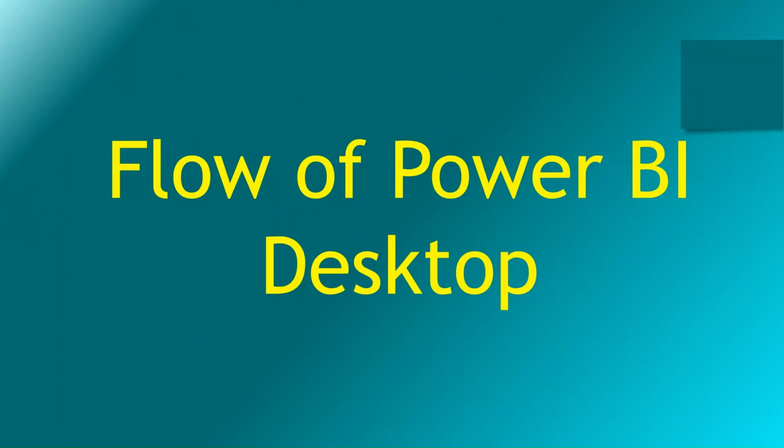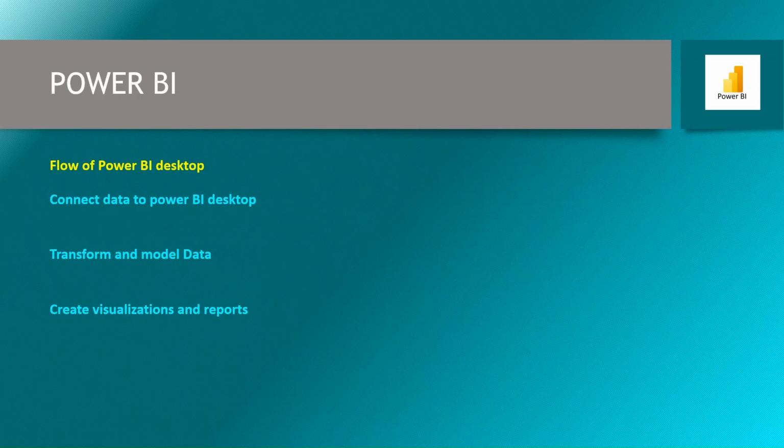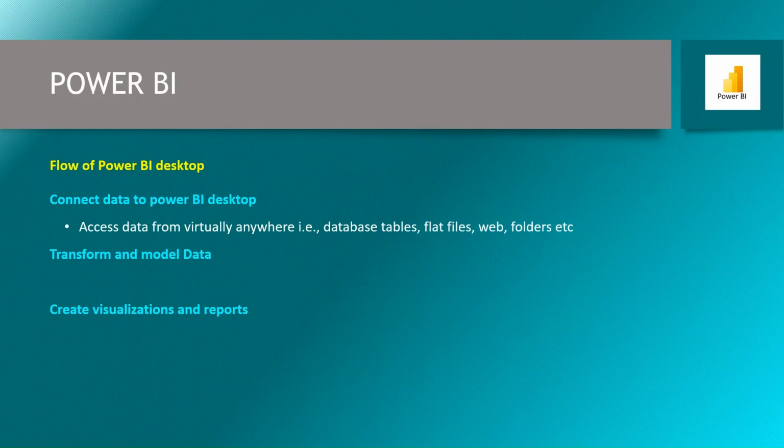Let me first explain to you the flow of Power BI Desktop, which means the common steps we follow for developing any Power BI project. So the first one, connect data to Power BI Desktop. In order to do magic with data, we must have data first, right? We have to connect to data. Before developing any Power BI report, we must have some data with us and connect it to Power BI Desktop. This is the first step.